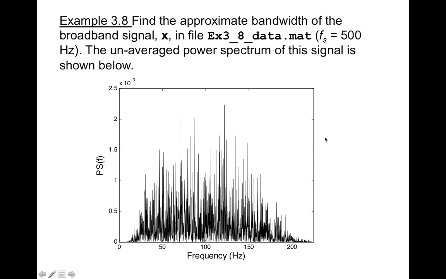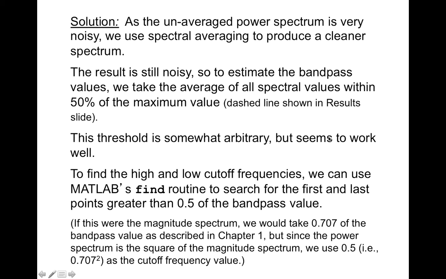Here's another example. Find the approximate bandwidth of the broadband signal given in this particular data set. So here's an unaveraged power spectrum of the signal. The unaveraged power spectrum is very noisy, so you can use spectral averaging to produce a cleaner spectrum.